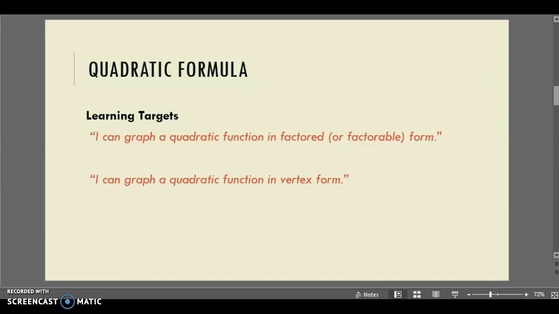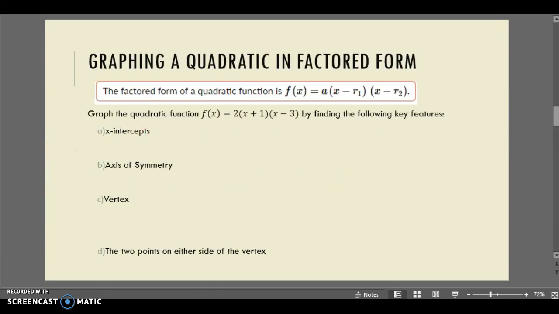Our learning target for today is: I can graph a quadratic function in factored form, and I can graph a quadratic function in vertex form. So far we've talked about standard form, but now we're going to talk about other forms. This is going to be a really short lesson because it's pretty simple. So, graphing a quadratic in factored form.